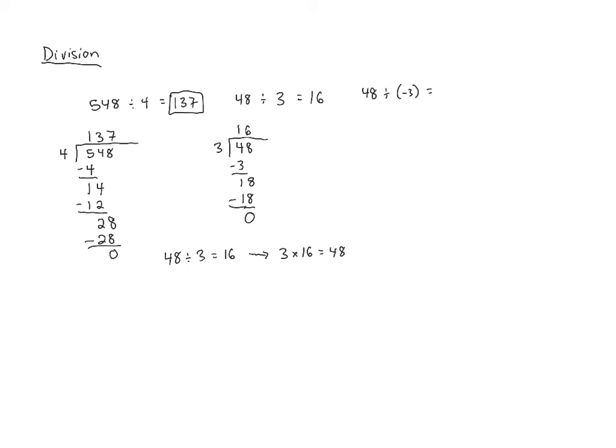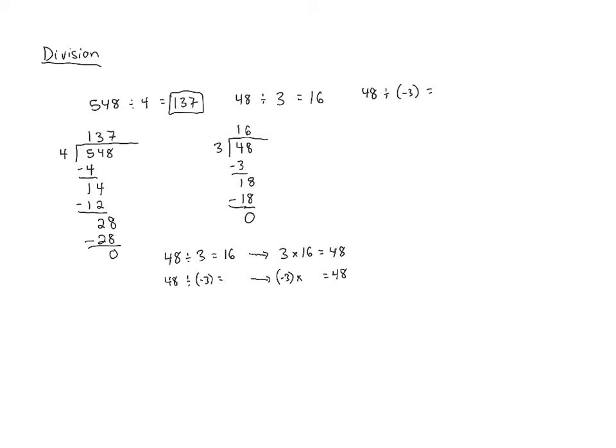Every division problem can be rearranged into a multiplication problem. And so if we're looking at 48 divided by -3, we can rearrange that, and so it's going to be -3 times something equals 48.